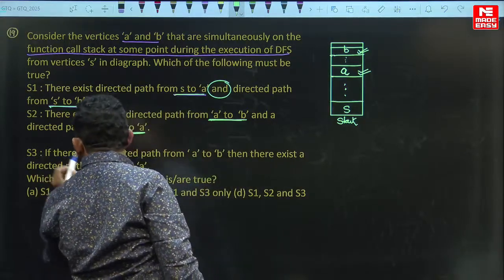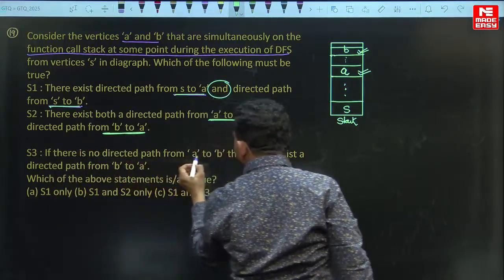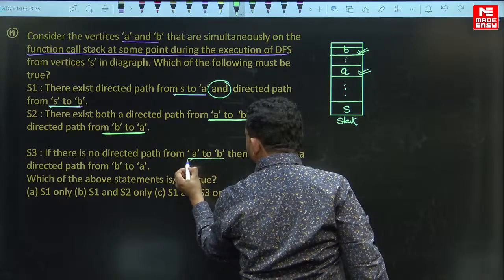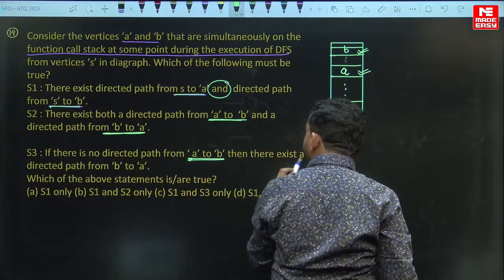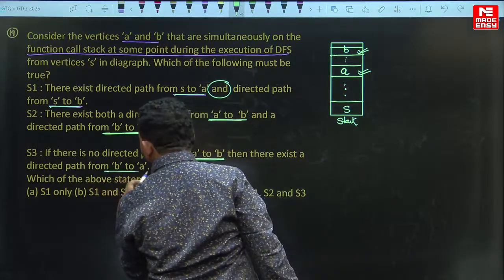Okay, and the third one: there is no directed path from A to B. If there is no directed path from A to B, there exists a directed path from B to A.